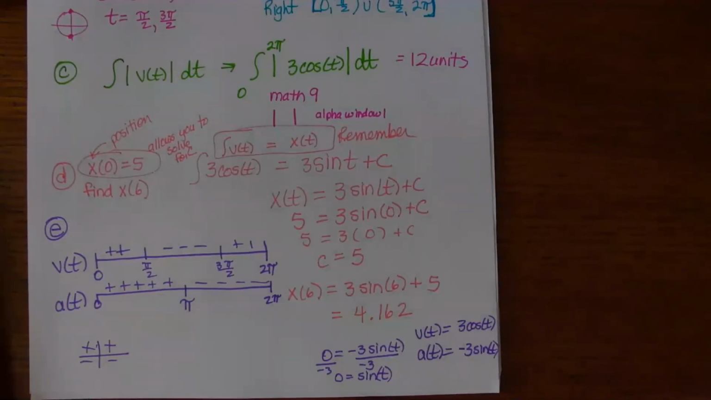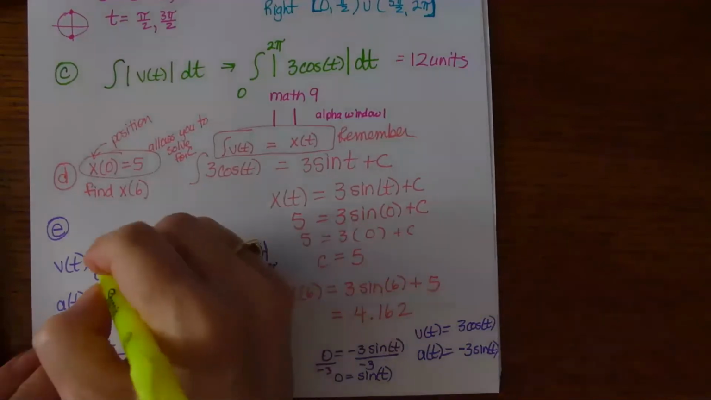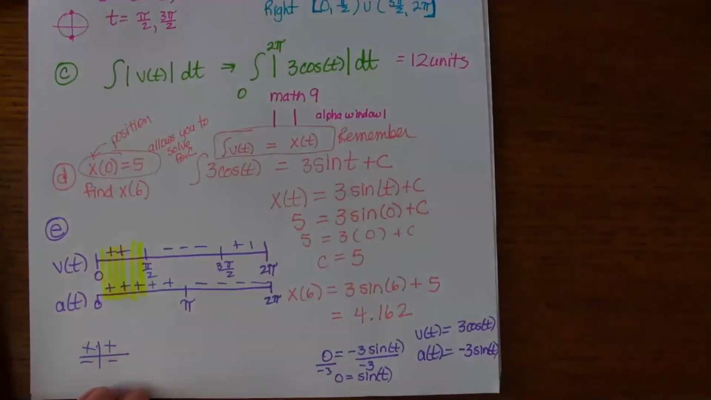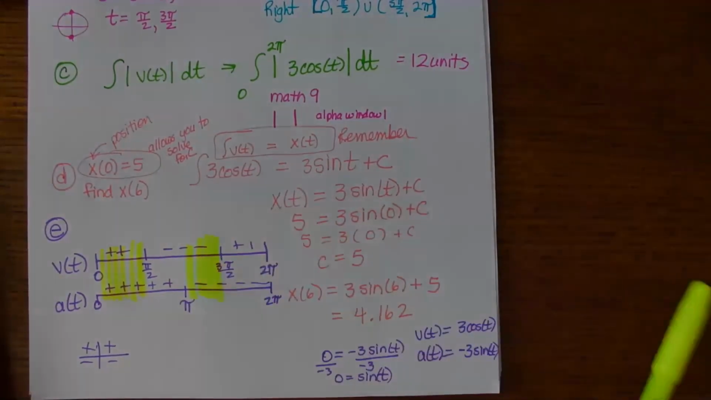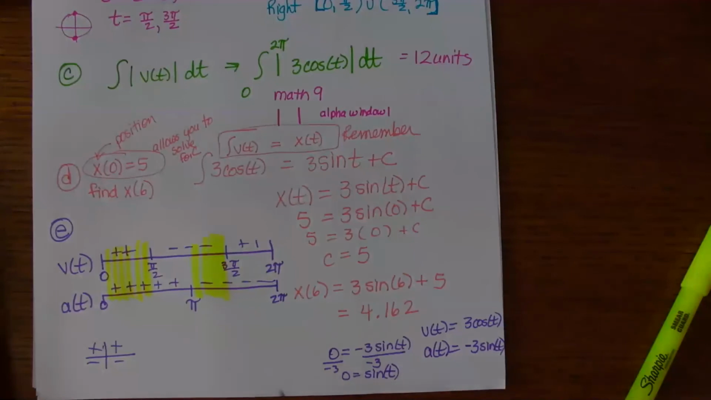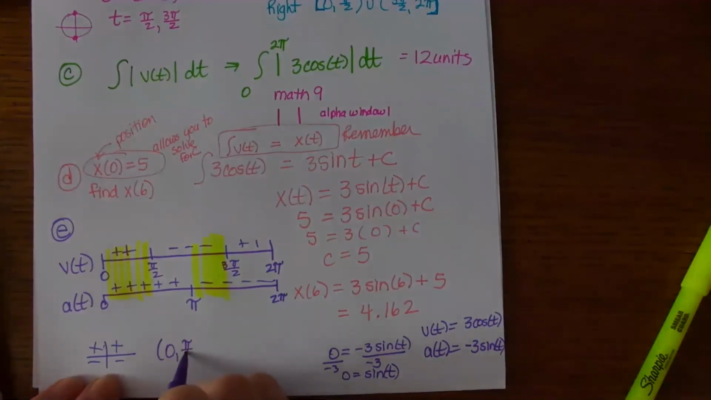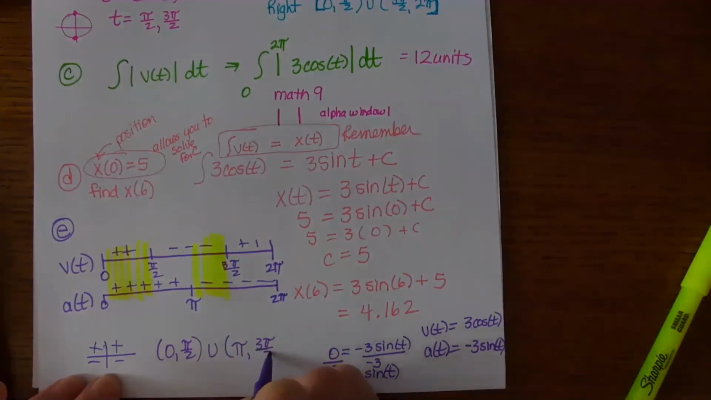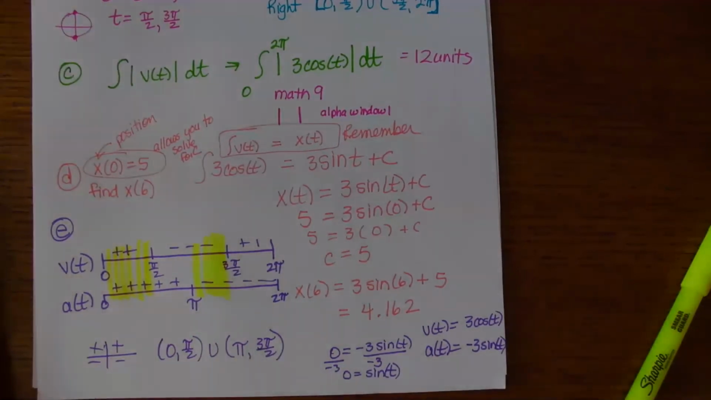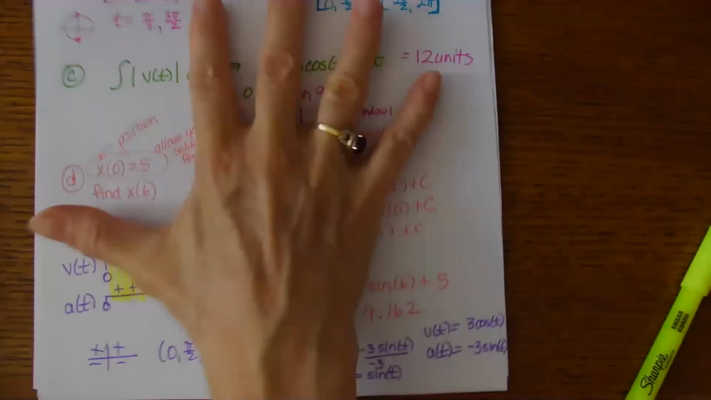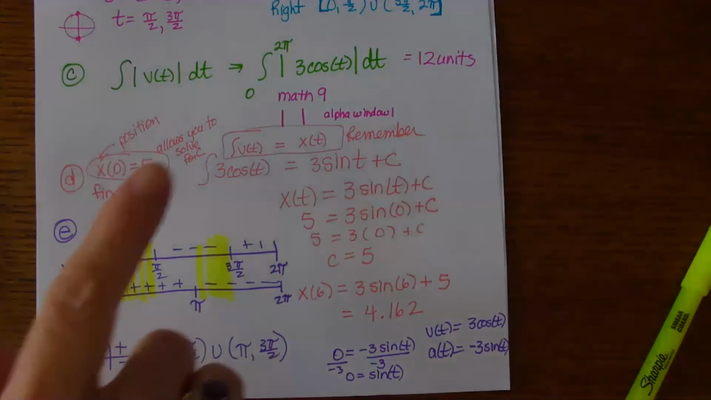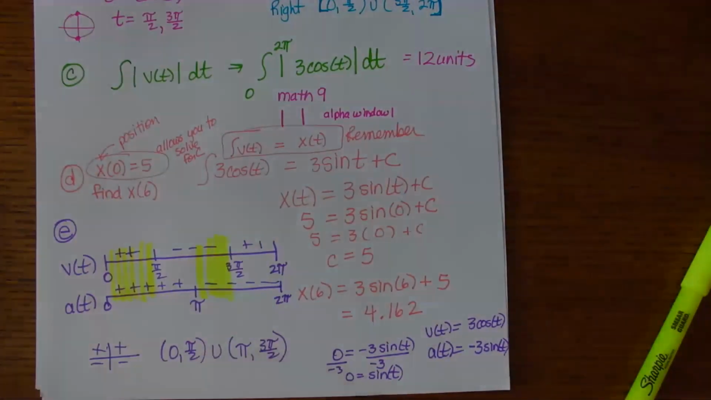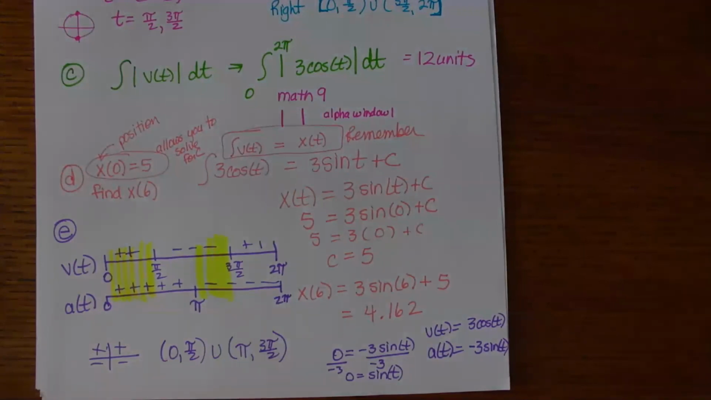It was nice not to have to figure it out. We already knew that. The question's asking, when is it speeding up? It's speeding up when the signs are the same. So right here, and right here, correct? So what is that? 0 to pi over 2 and pi to 3 pi over 2. Easy? If maybe not easy, I mean, it is honors calculus, but if you had this paper out, could you do the work? If you have these examples to look at, can you do it? Yes, you can. So let's look at what our homework is today.